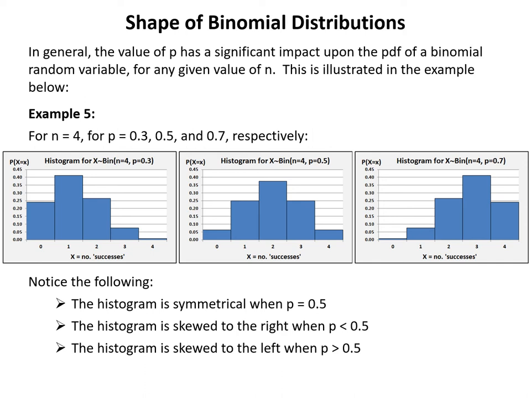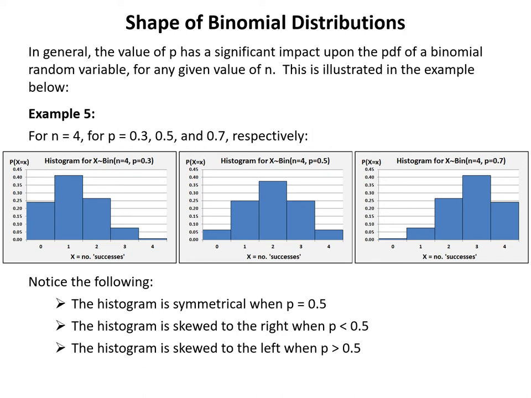In general, the value of p has a significant impact upon the PDF of a binomial random variable for any given value of n. This is illustrated in the example below. In example 5, we have n equals 4, and we look at 3 histograms. For all 3 histograms, n is equal to 4, and we're comparing from left to right the p-values of 0.3, 0.5, and 0.7, respectively.